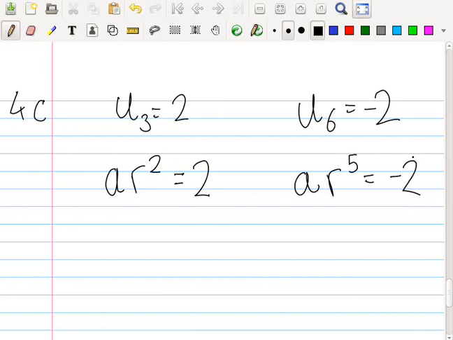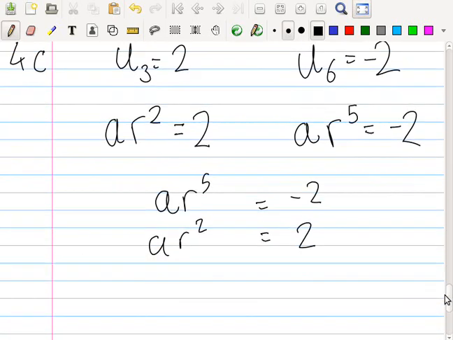Now please listen carefully. Unlike the last lesson, the way you solve these problems is completely different. What you do is you write the bigger one on top of the smaller one. So you're at A R to the 5 equals minus 2, and you've got A R squared equals 2. And then what you need to do is divide both equations. So I take A R to the 5 and divide it by A R squared, and I take minus 2 and I divide it by 2. Put the bigger power above the smaller power.